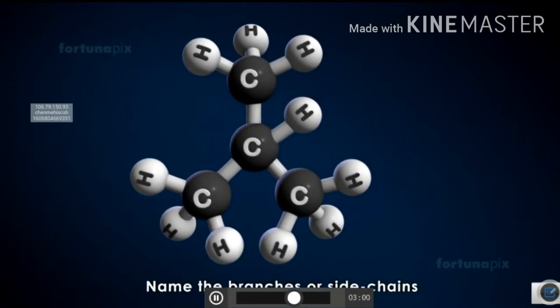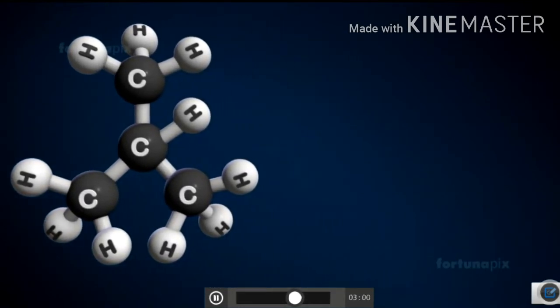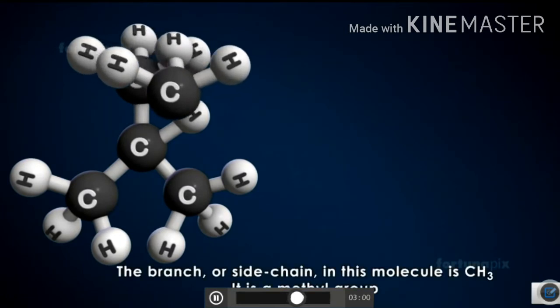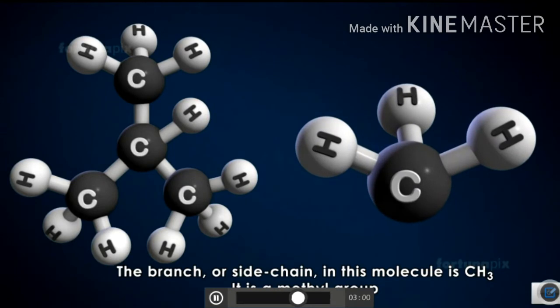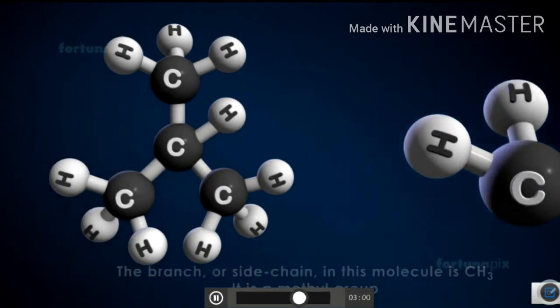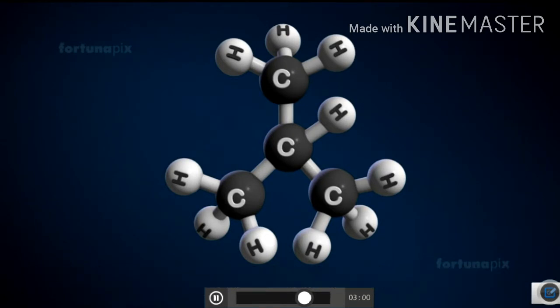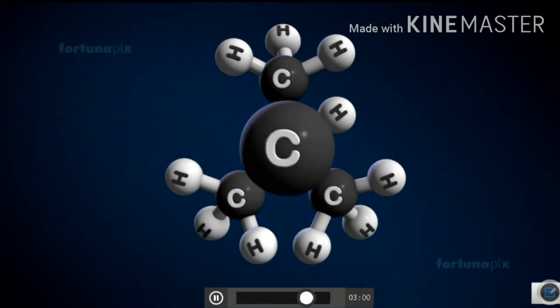Name the branches or side chains. The branch or side chain in this molecule is CH3. It is a methyl group. Number the longest carbon chain so that the branch or side chain is attached to the carbon atom with the lowest number. In this example, the branch is at the second carbon in any instance.